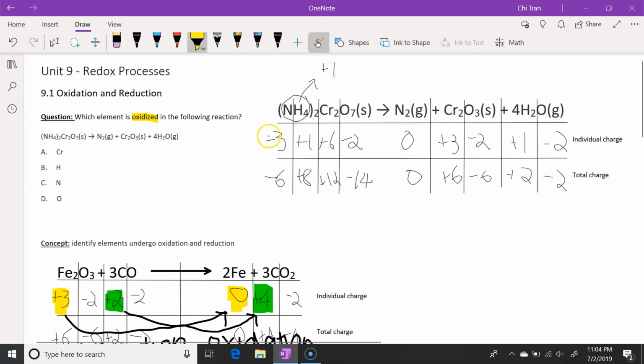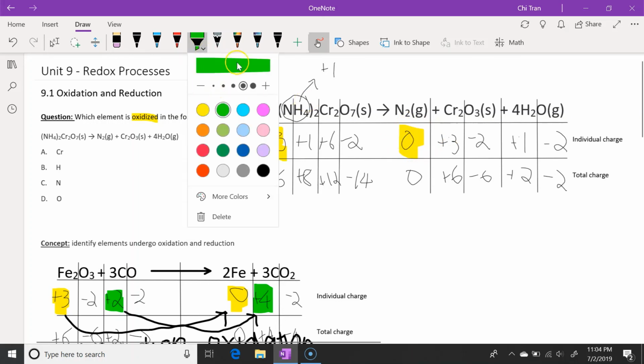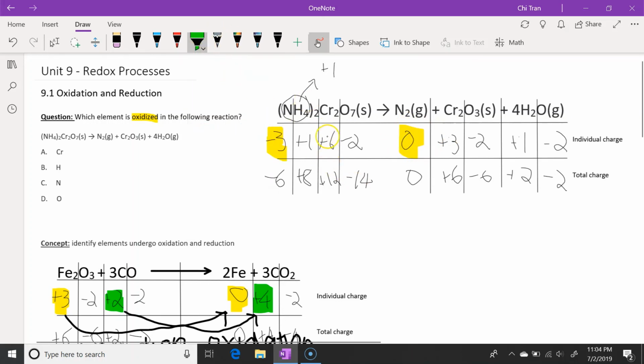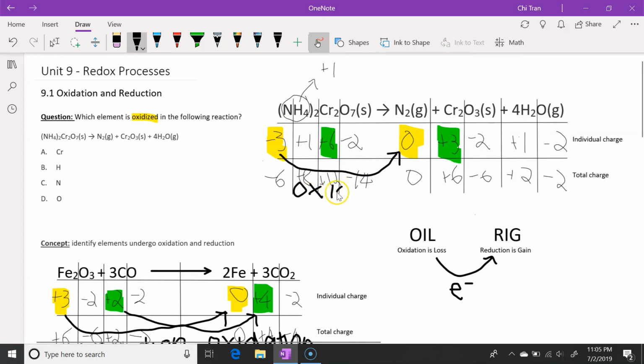We can see that the charge of nitrogen changes from -3 to 0, and chromium changes from +6 to +3. So if we look back at our mnemonic, we're looking for the element that is undergoing oxidation. And so there is a loss of electrons and therefore an increase of oxidation state, and that is nitrogen. And so the answer is C.